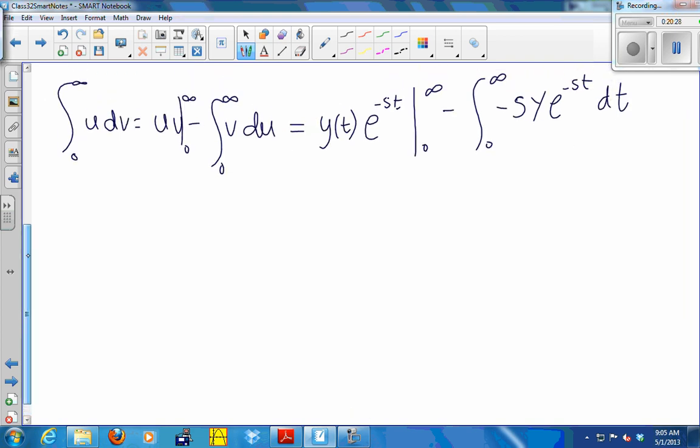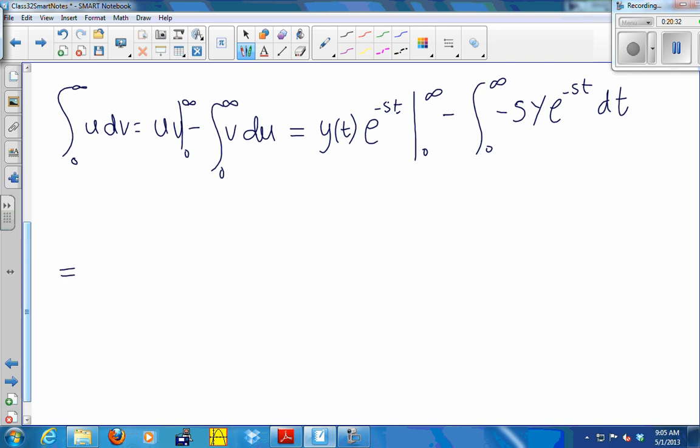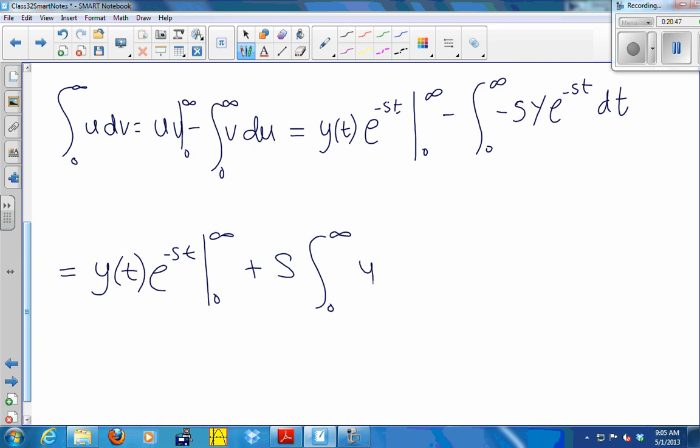It is. It's awesome. All right, so let's see. We've got, well, we don't even have to do that. Let's pull out the s because it's a constant, and we have plus s integral 0 to infinity y e to the negative st. Y is a function in t. I should write it that way. So this is y of t. Yeah, that looks really similar to something, right?